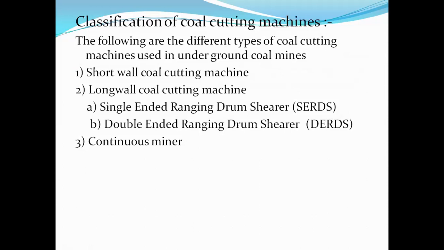Based on that, the coal cutting machines are classified into the following types. One is a short wall coal cutting machine. Second one is a long wall coal cutting machine. Under long wall coal cutting machine, again, depending on the length of the face, there is the single ended type. If the length is very short, we don't require two drums on both ends, right? Only one drum will suffice to carry out the complete cutting operation.